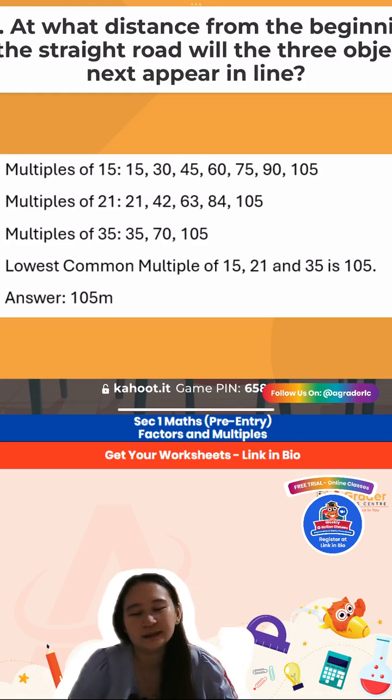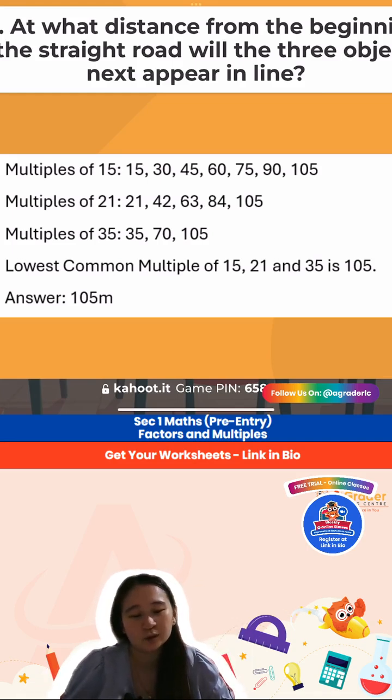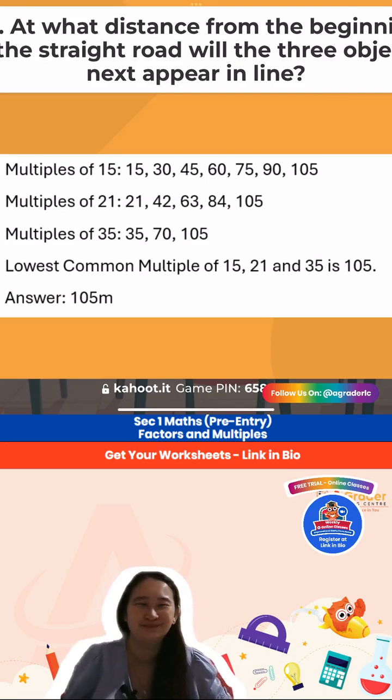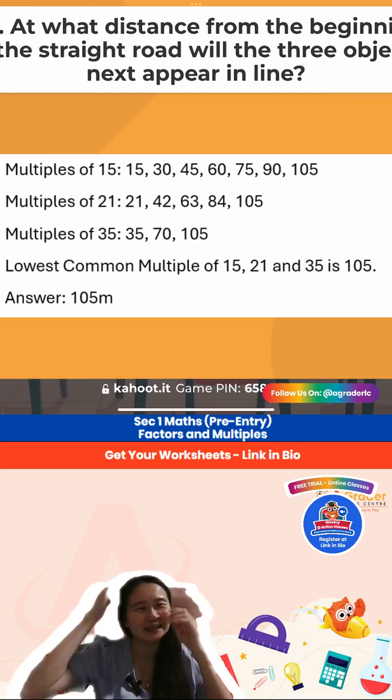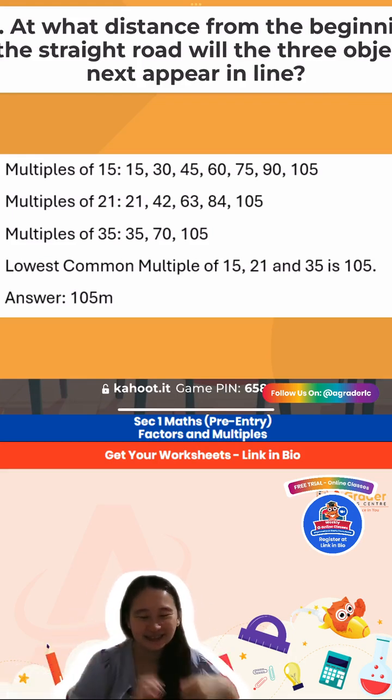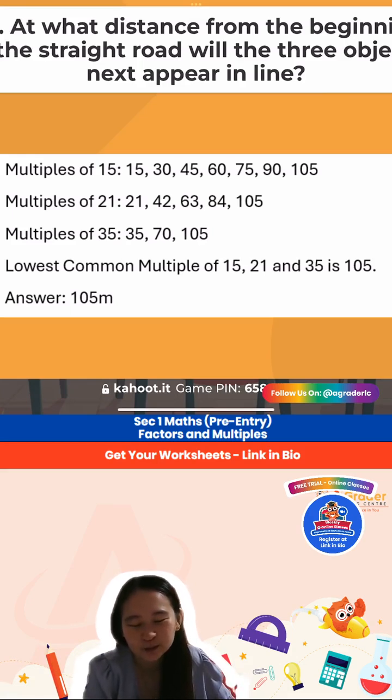So, at what distance from the beginning of the straight route will the 3 objects next appear in line? There's 30 seconds, eh? So you can write multiples of 15, multiples of 31, and multiples of 35. After you write down the multiples of the respective numbers, you see what is the very first common number for all the 3.